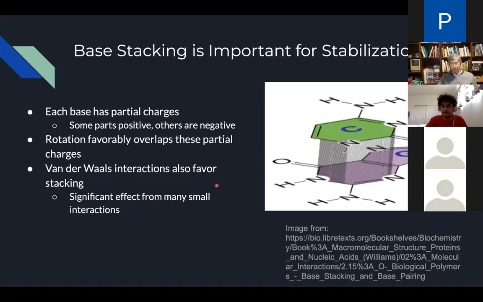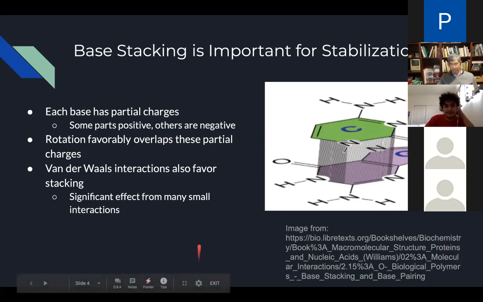I also had a question. Yeah. Does the stacking also contribute to the rotation of it? Does it cause that, or does something else cause the rotation? I think it's a combination. This will stabilize that rotation, but there's also the negative phosphates on the outside. Those may repel each other and contribute to that. So there's a lot of different factors contributing to that rotation and stabilization. Okay, thank you.